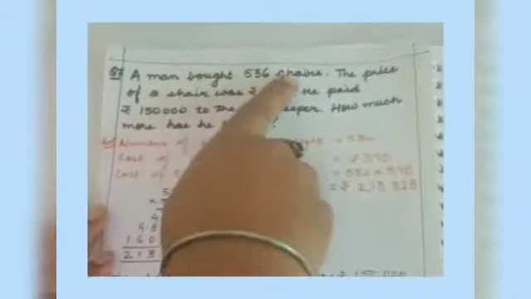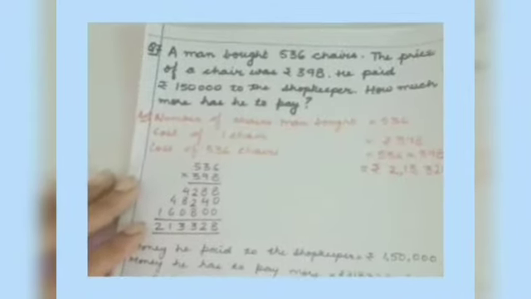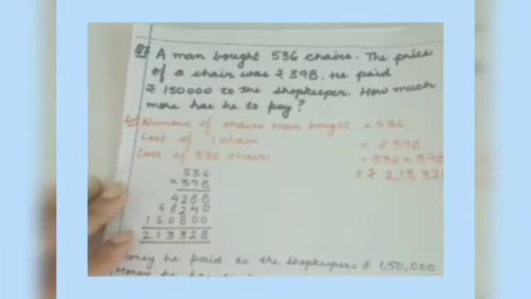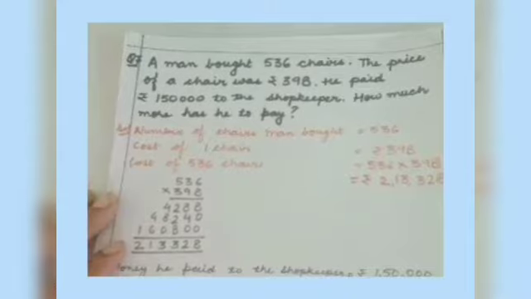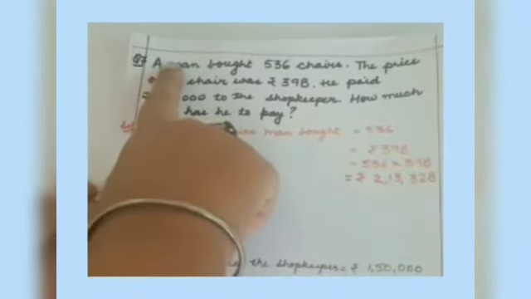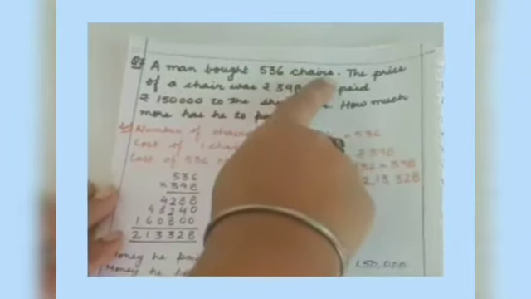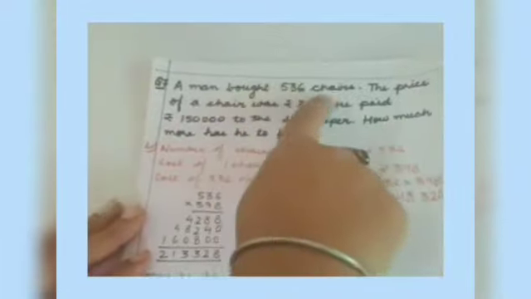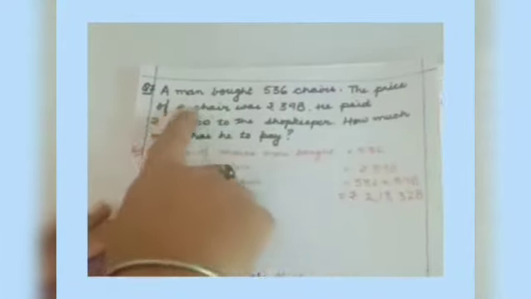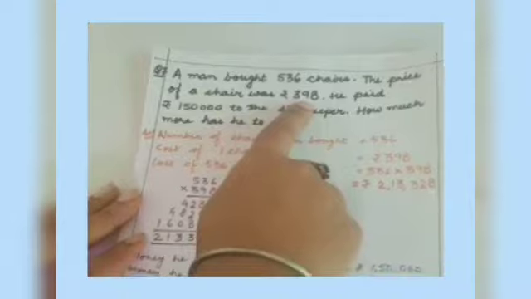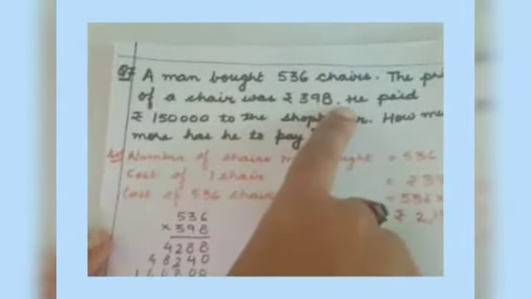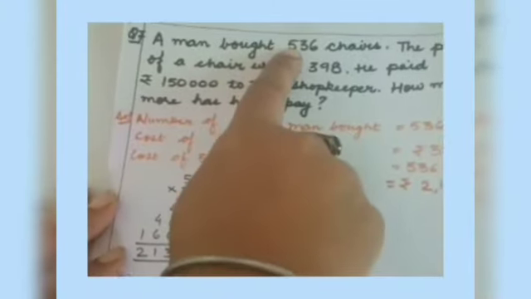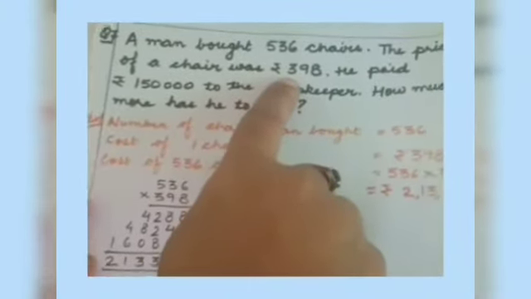A man bought 536 chairs. The price of a chair was rupees 398. He paid rupees 1,50,000 to the shopkeeper. How much more has he to pay? Now here children, a man had bought 536 chairs. That is, this is the total number of chairs that he had bought. The price of a chair was rupees 398. It means that the cost of one chair was 398 rupees. Now he had bought 536 chairs and the cost of one chair was 398 rupees.